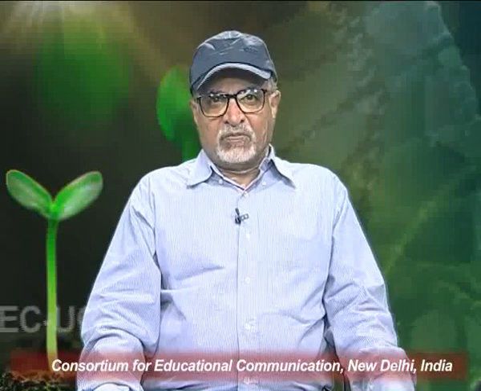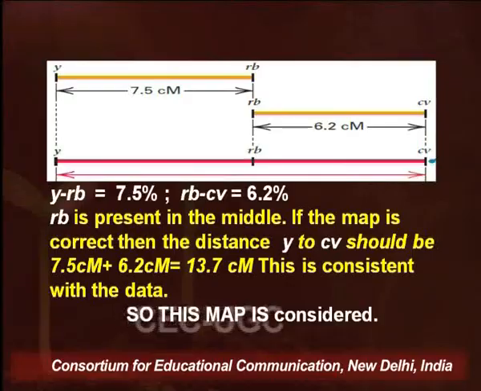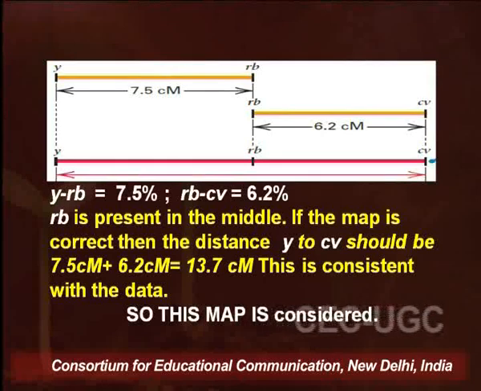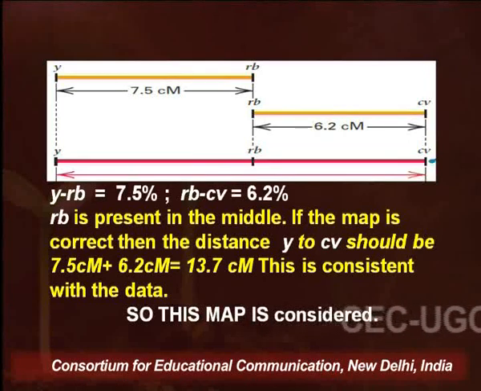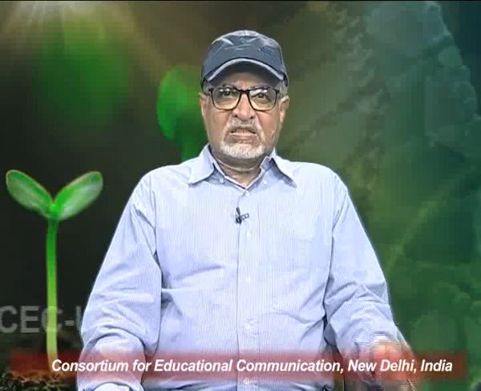We make another map with the same statistics. Now RB is present in the middle and not Y, and if the map is correct, then the distance between Y to CV should be 7.5 plus 6.2 is equal to 13.7. Well, this looks good and this is consistent with the data. So we can consider this, but we have to first consider the third situation so that we can eliminate the latter two. The third situation here is that CV is present in the middle.